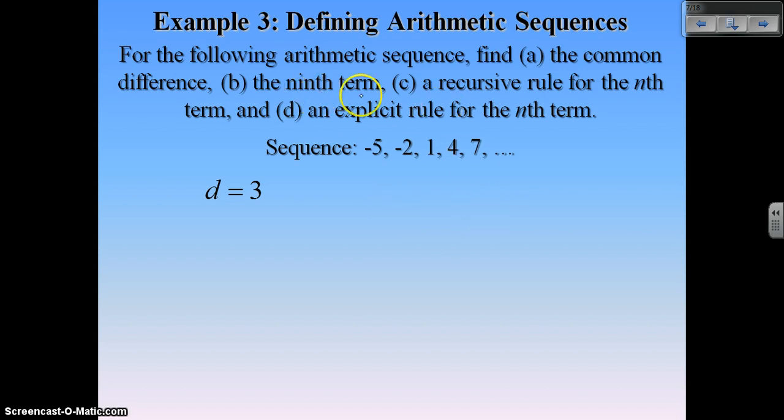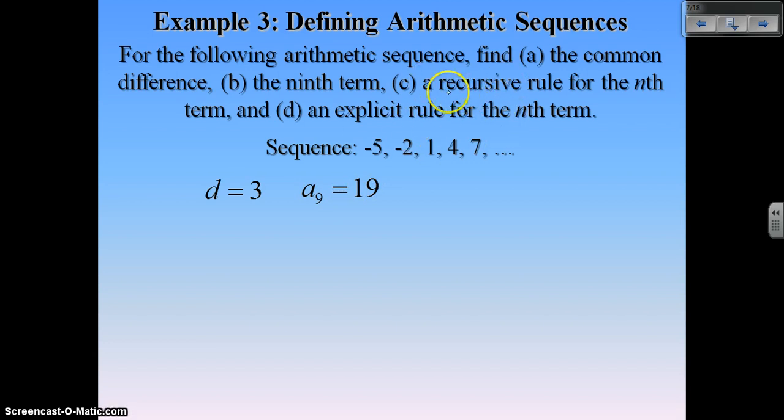How am I going to find the 9th term? Well, I can just keep adding 3. There's 1, 2, 3, 4, 5. So the 6th term would be 10. The next term would be 13, and then 16, and then all the way down to 19. But again, that was the 9th term. What if I wanted the 999th term? That's not very efficient. So let's think of some rules.